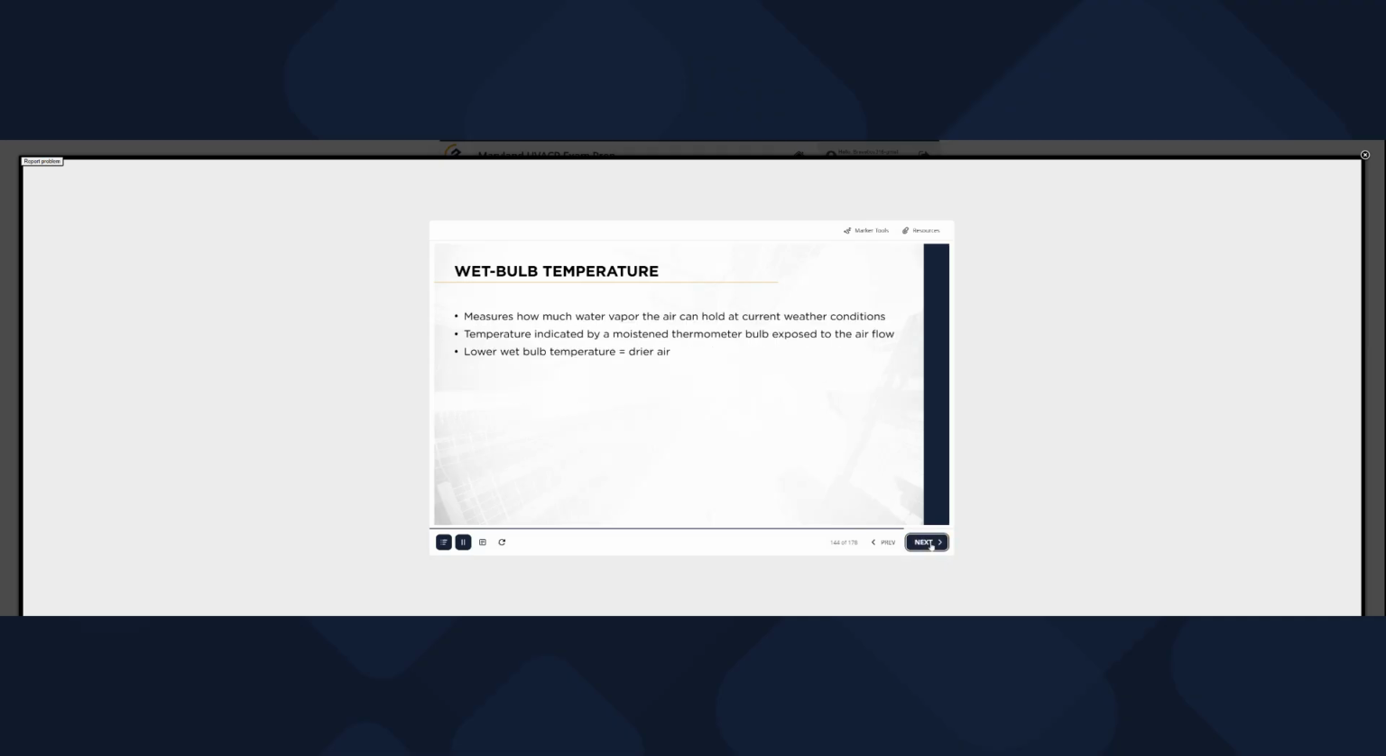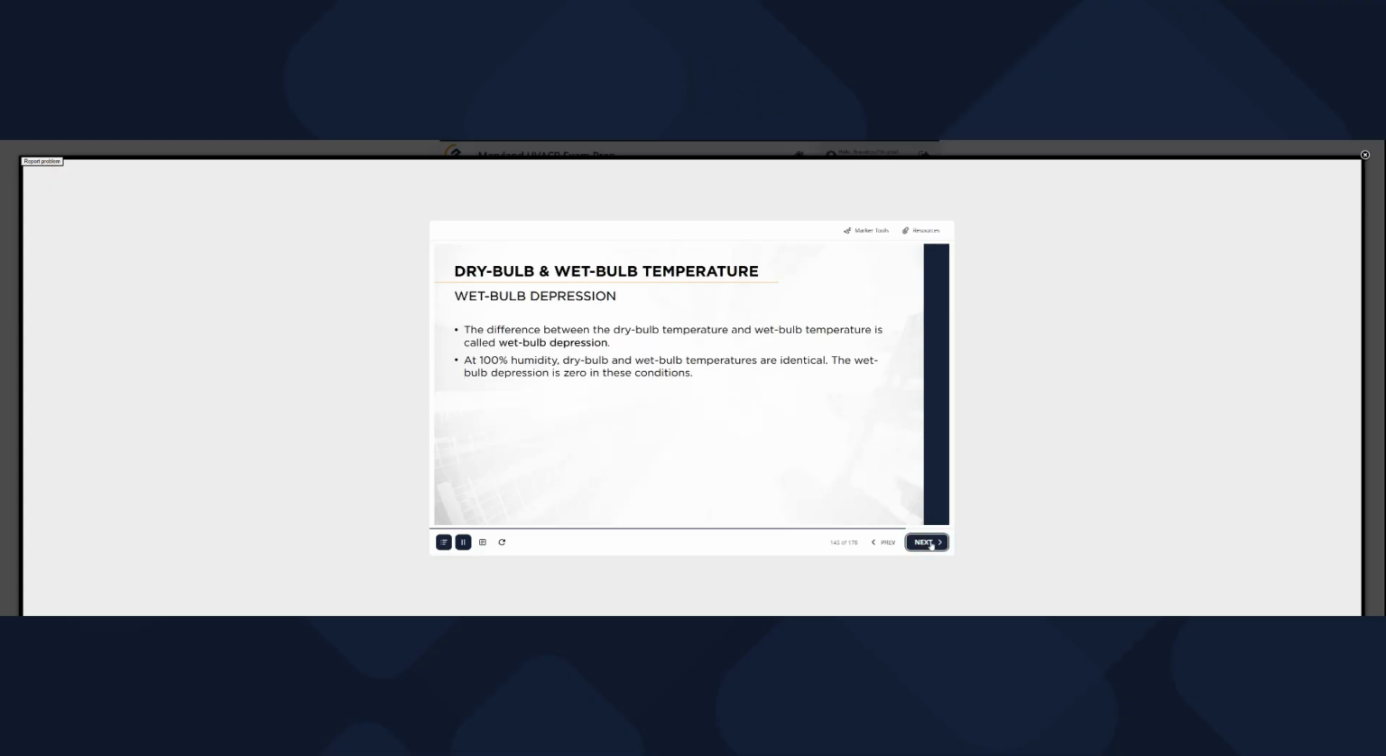Wet bulb temperature measures how much water vapor the air can hold at current weather conditions. Temperature indicated by a moistened thermometer bulb exposed to the airflow. Lower wet bulb temperature equals drier air. Dry bulb and wet bulb temperature. Wet bulb depression. The difference between the dry bulb temperature and wet bulb temperature is called wet bulb depression. At 100% humidity, dry bulb and wet bulb temperatures are identical. The wet bulb depression is 0 in these conditions.